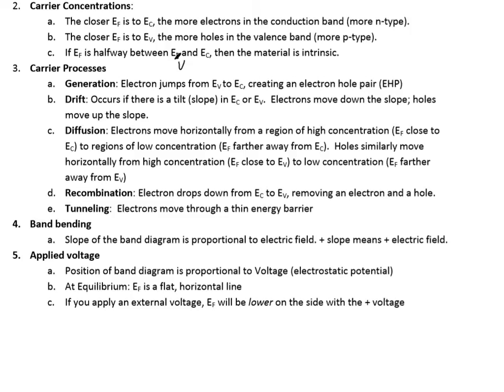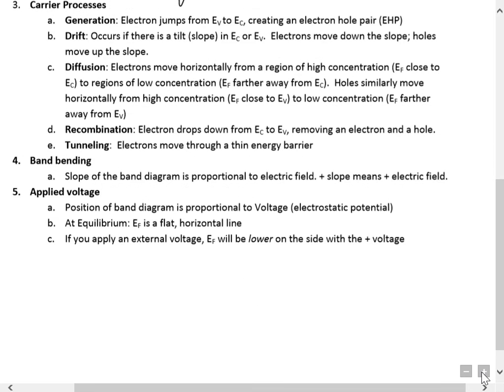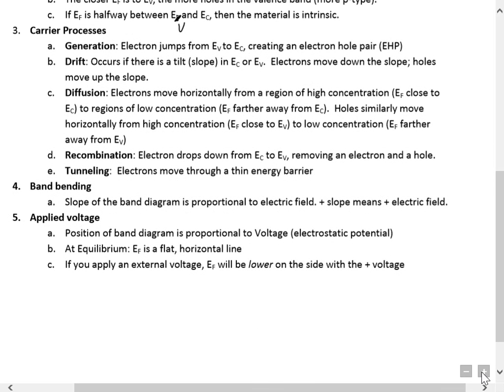And then the last very important concept is that when we apply a voltage to the energy band diagram, if we apply a voltage on one side of the band diagram, that side of the band diagram goes down. Whichever side you apply the positive potential to, the Fermi level on that side goes down with respect to the other side. So at equilibrium, when there's no voltage applied, EF goes straight across. It's a flat horizontal line. But if you apply an external voltage, EF will be lower on the side with the positive voltage. If it was negative, it goes up, right? If it's negative, it's higher. Absolutely.